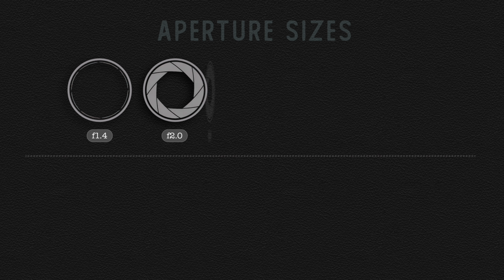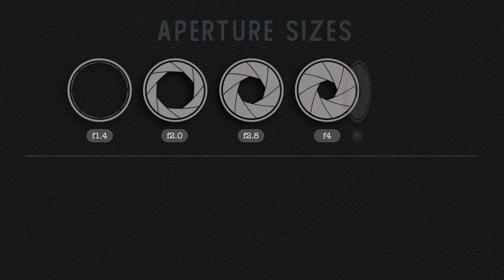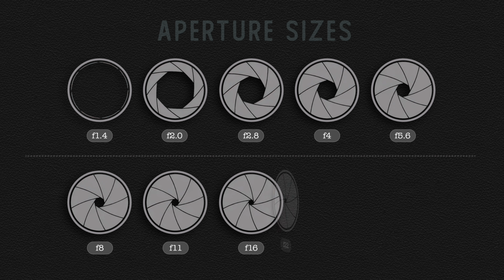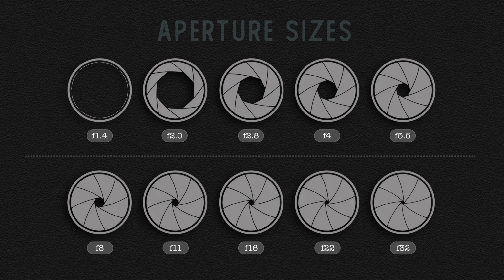So here is a selection of aperture sizes ranging from fully open to closed down really small. Each size is given a corresponding F number, with the largest aperture having the smallest number and the smallest aperture having the biggest number. Here we can see the largest aperture has an aperture size of f1.4 and the smallest aperture size has an f number of f32.